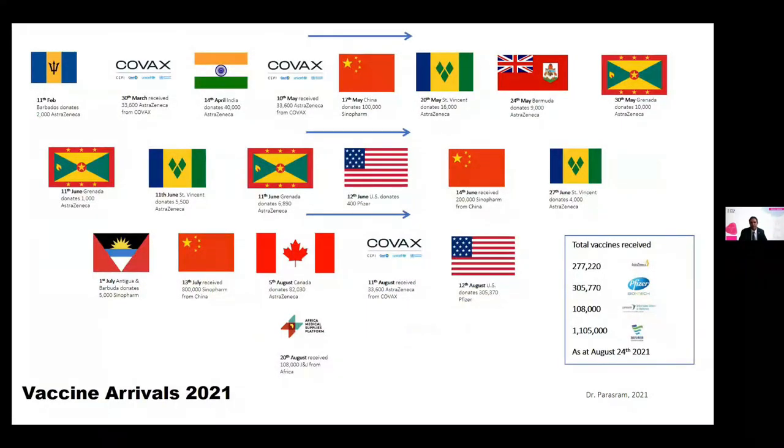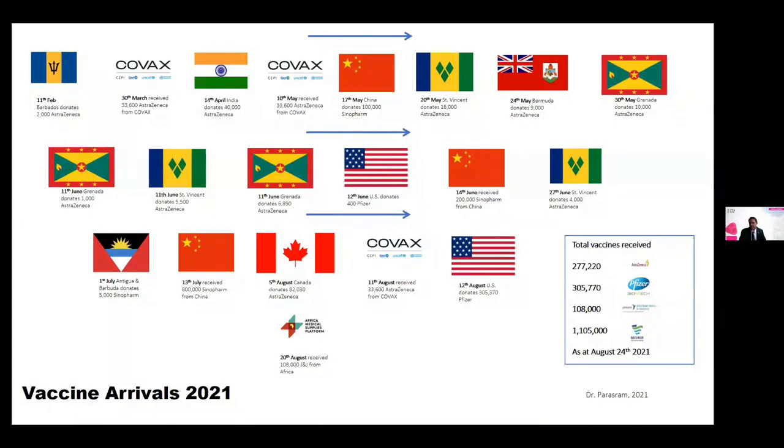In terms of our acquisition of vaccines, this gives you an at-a-glance view, using the flags of various countries, of where we got our supply from. Starting on the left-hand side, on February 11th, Barbados donated 2,000 AstraZeneca. We saw our first COVAX shipment on the 30th of March, which was 33,600 AstraZeneca. We keep going all the way down until we got our first large shipment from China. On the 13th of July, 800,000 doses of Sinopharm were received, and we have really been able to push forward in our mass vaccination drive since.